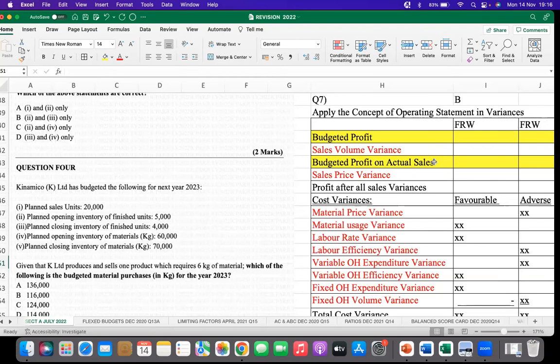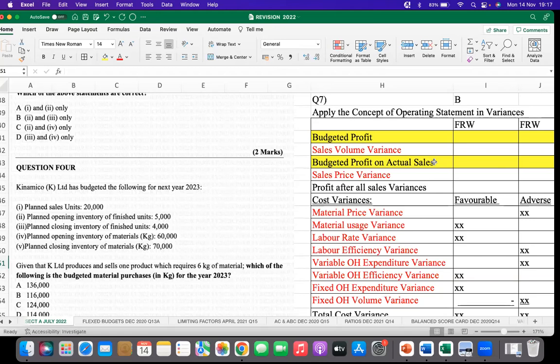Now, as we go to section B, the remaining parts, I want to cover the following topics between now and Thursday. I want to cover budgeting. And in budgeting, I'll look at flexed budget. I'll look at cash budget.